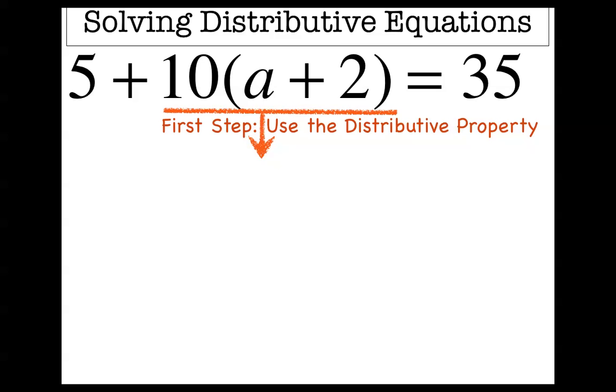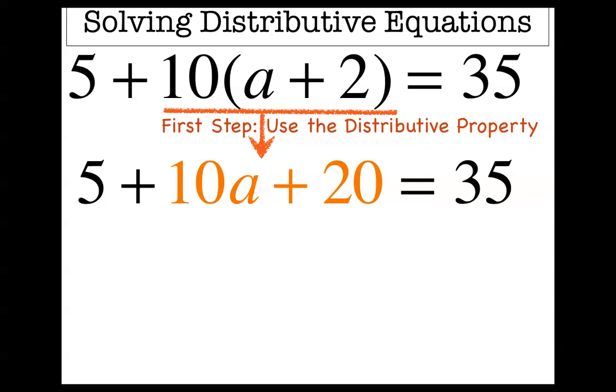the whole a plus 2 by 10. And you're not just multiplying the a by 10, you're multiplying the a by 10 and you're multiplying the 2 by 10. And so we get 10a because you do 10 times a, and you get 20 because you do 10 times 2. Oh yeah, the distributive property was actually pretty easy, huh? So this isn't a big deal.